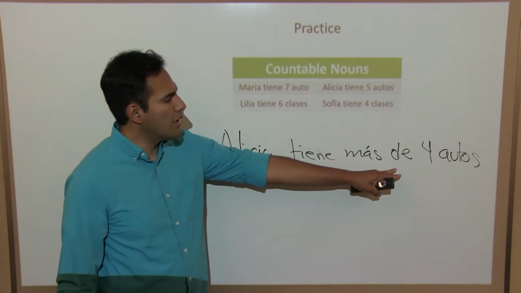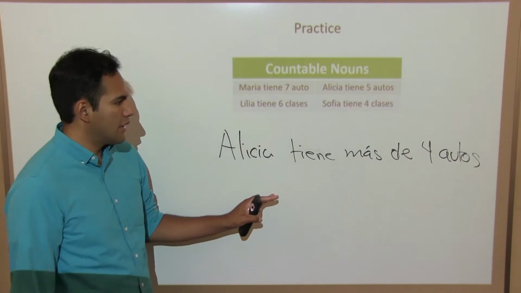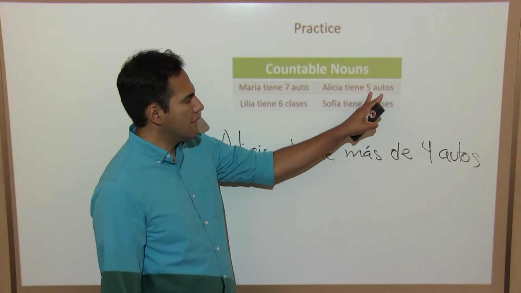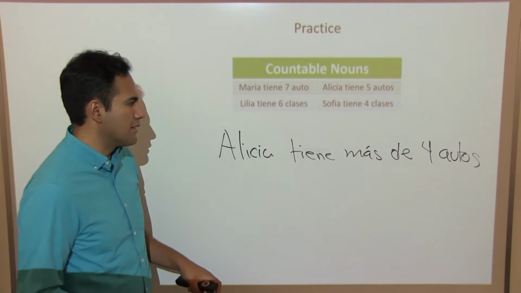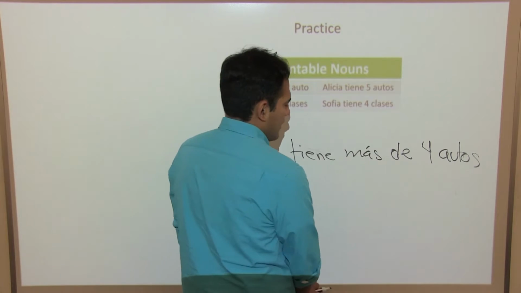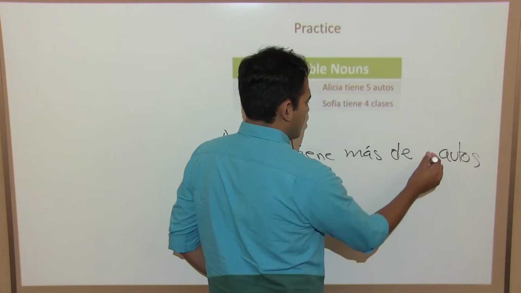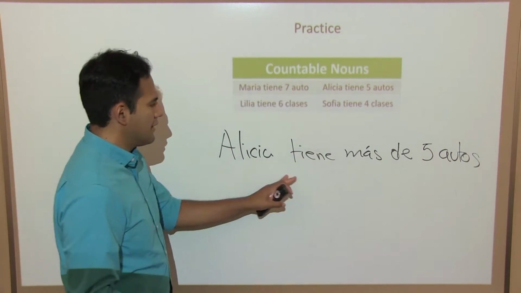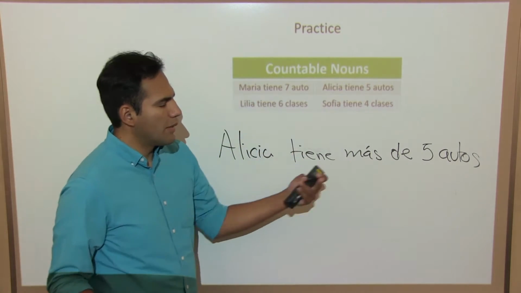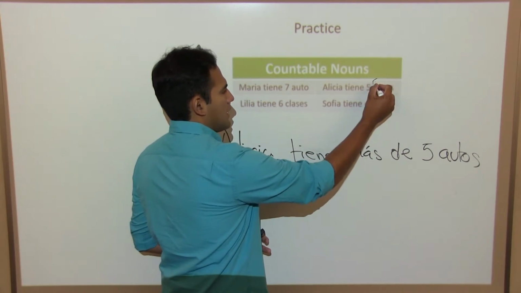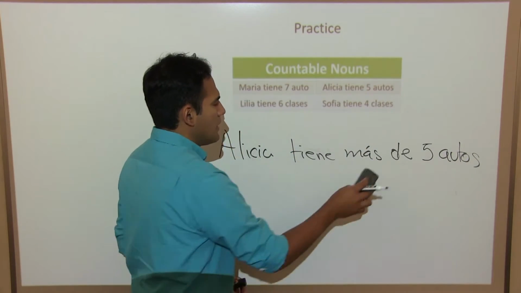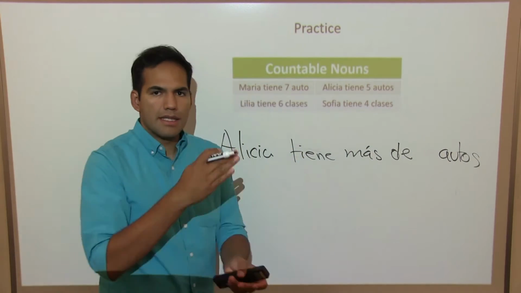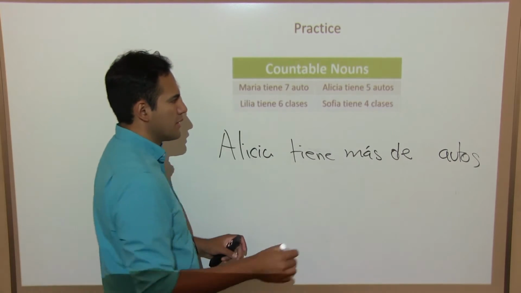So we go back to the number before, because here we're given that she has 5 cars, and that's the only number she has. Because if we were to write a number 5, Alicia tiene más de 5 autos, we are given the idea that she doesn't have 5, but she has 6. So that's why we're always going to go a number down when using this type of construction.